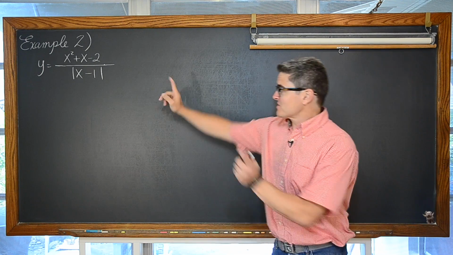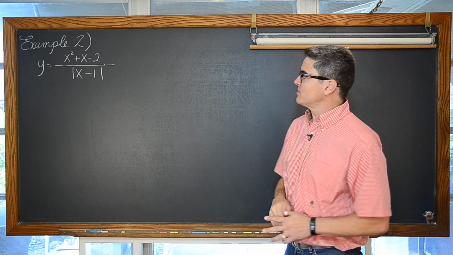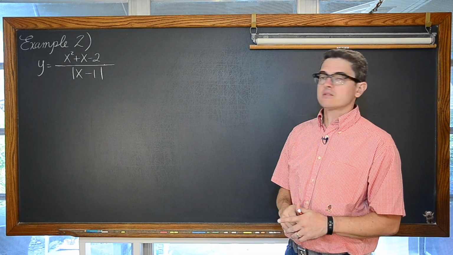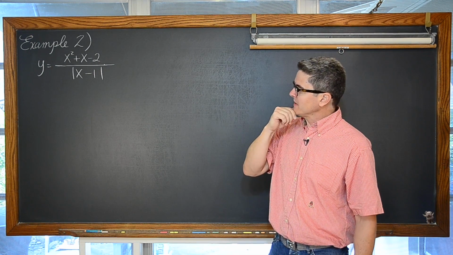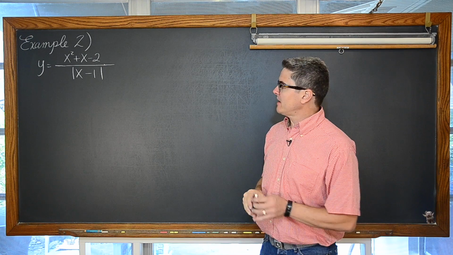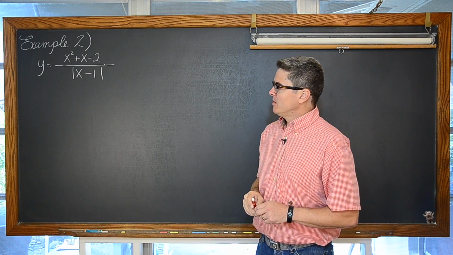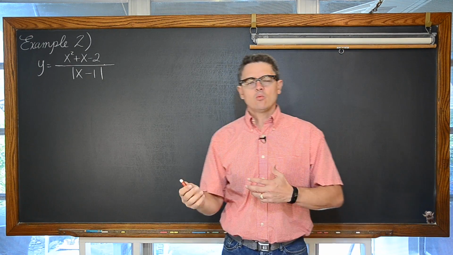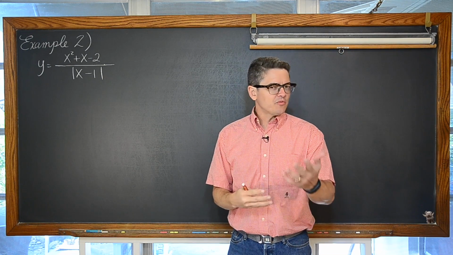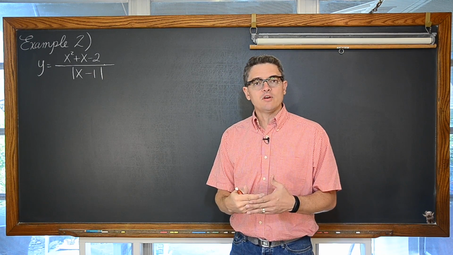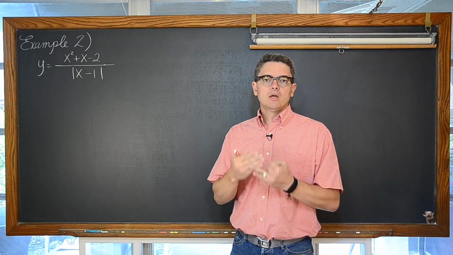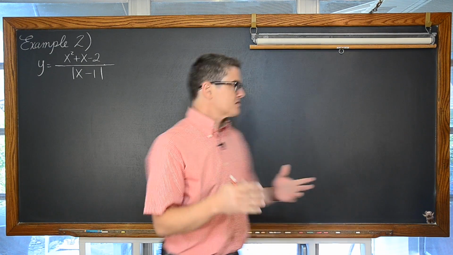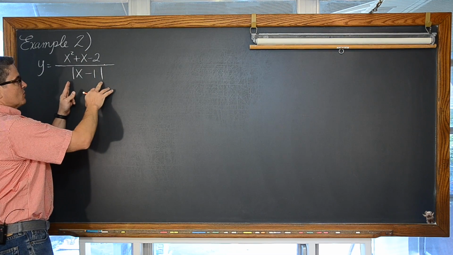Alrighty then, so for our second example, we have y is equal to x squared plus x minus 2 over the absolute value of x minus 1. Looks like it's going to be a lot more complicated than our previous example. But if you think back when we were, hopefully you've covered it already, graphing rational functions, we talked about finding holes and vertical asymptotes when graphing rational functions. Now this is not just any old generic rational function.